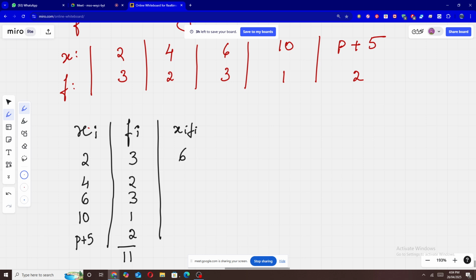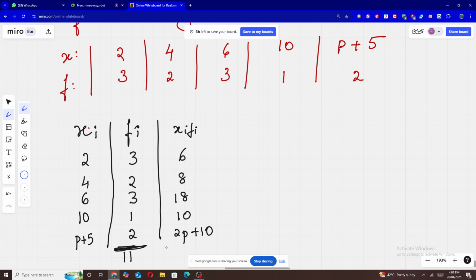So 6, 8, 10. What do you do? P plus 10. Is it 2p plus 10 or 2p plus 5? Ma'am, why do you put 2 by 11? No, 11 is the total sum of it. Formula is 2 into p plus 5. Always do like this, guys. So it has to be 2p plus 10. Sigma Fi. So mean is already given.